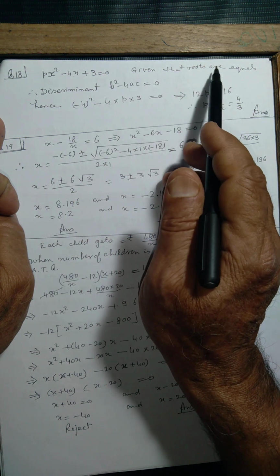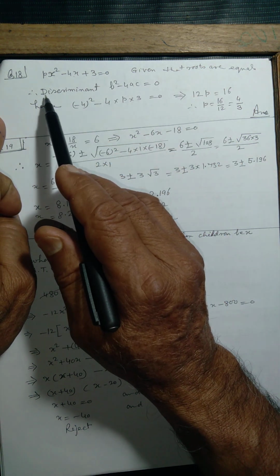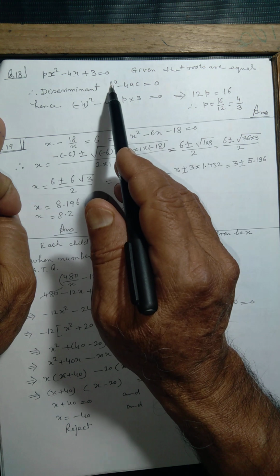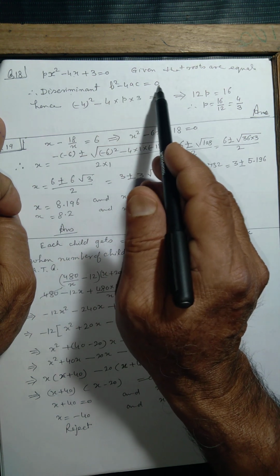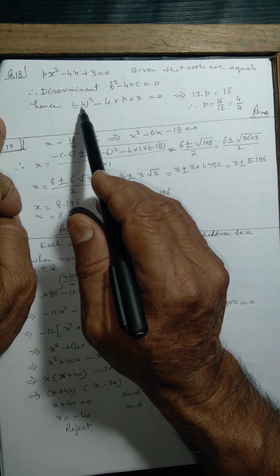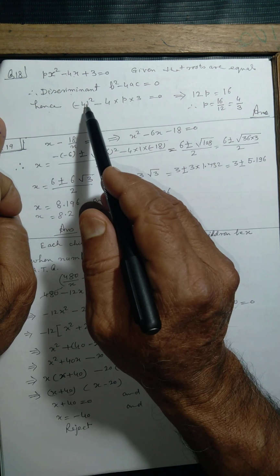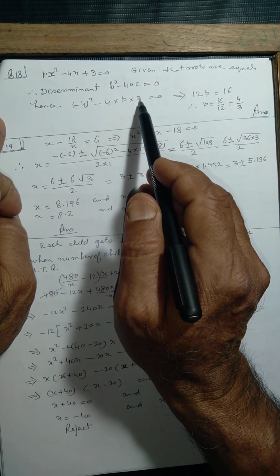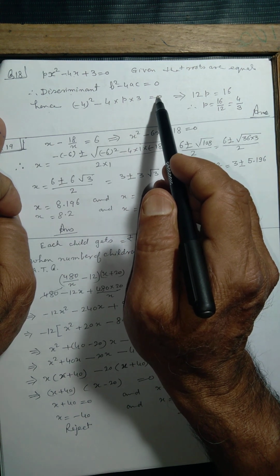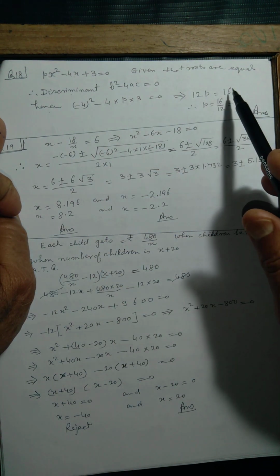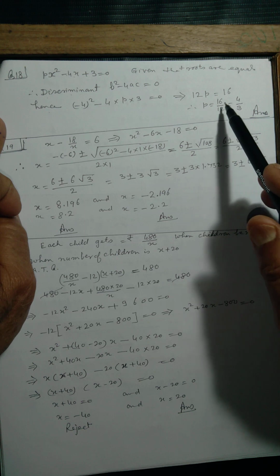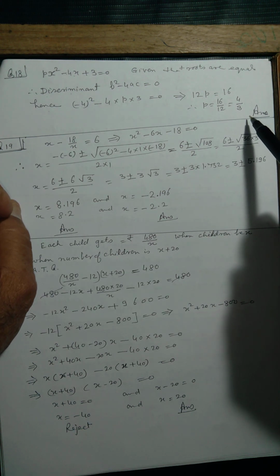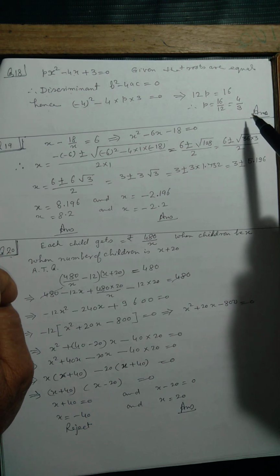Given that the roots are equal, this means the discriminant, that is b² − 4ac, is equal to 0. Hence (−4)² − 4 × p × 3 should be equal to 0. So 12p is equal to 16, therefore p will be equal to 4/3. This will be the answer of question number 18.